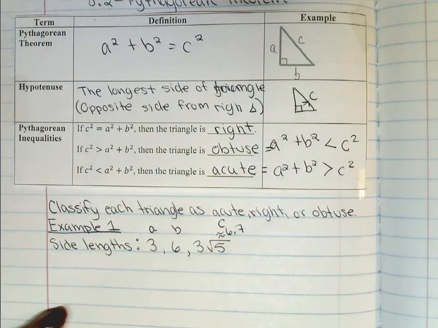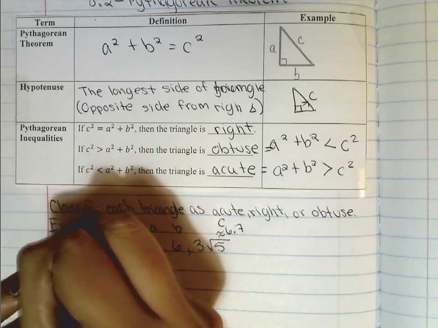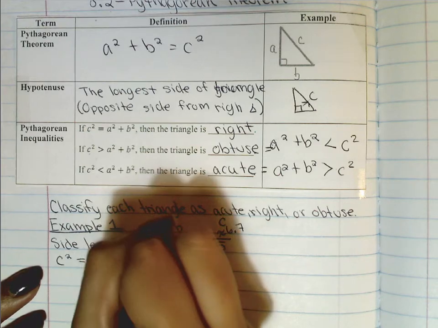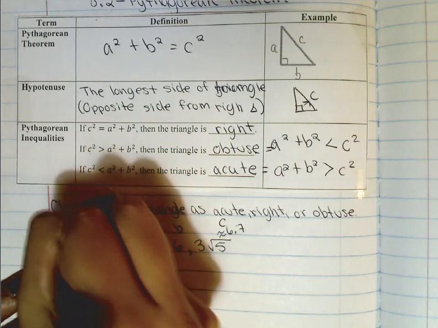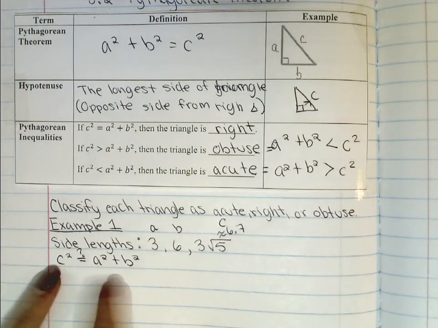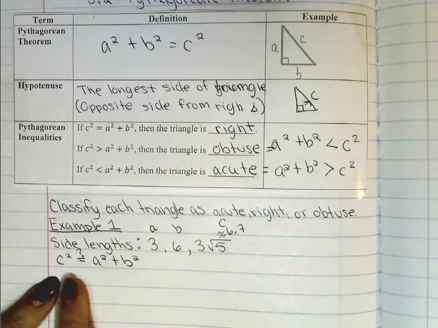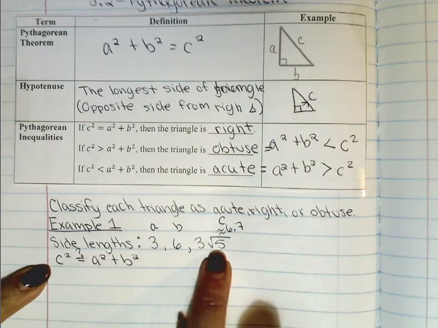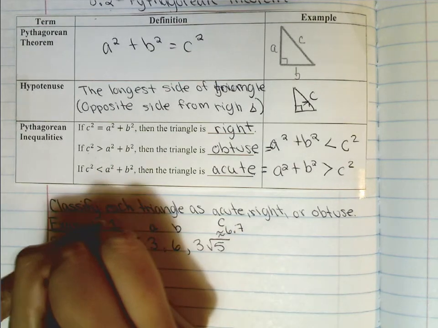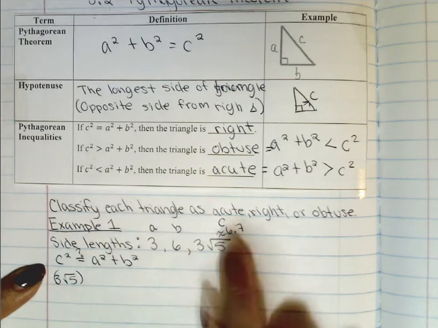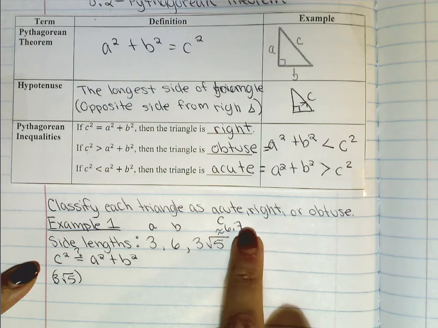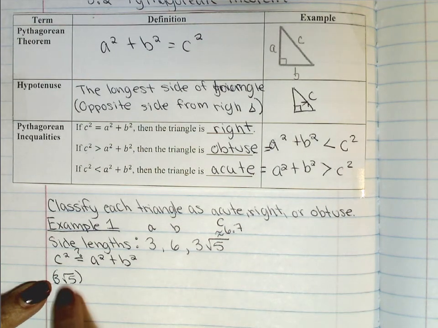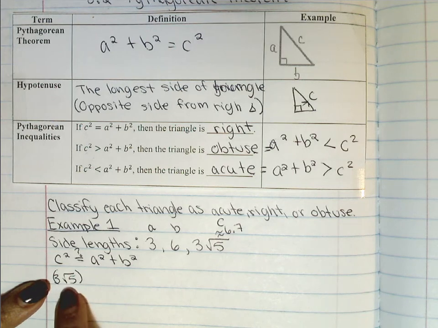So I'm just going to plug it into my inequality. And I'm going to put a question mark on top because I don't know if it's going to be equal or greater than or less than. So I'm going to plug in my numbers. C is 3 square root of 5. Do not plug in the decimal. We just wanted the decimal to know if this was the largest number. You have to keep the radical because we want exact answers. We don't want any decimals.